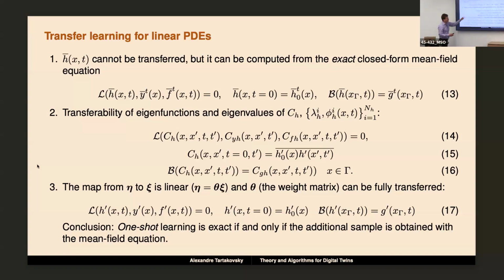And so this proves that one-shot learning is exact if and only if this one shot, or the additional sample, is drawn from the mean field equation. So for a linear problem, you can make one-shot learning exact, but the sample should be obtained from the mean field equation.